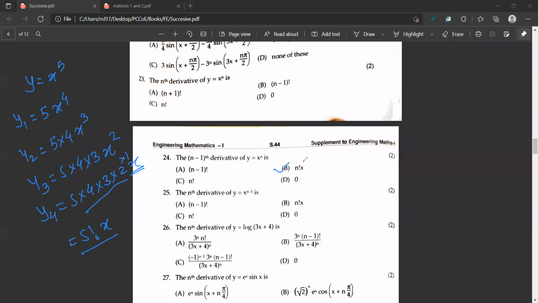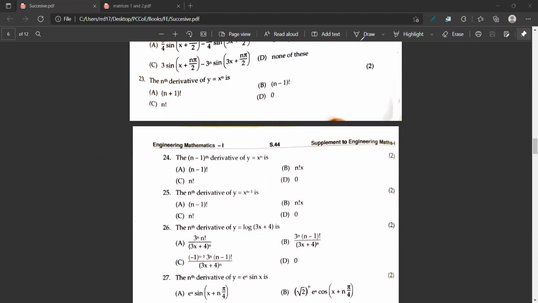Now this is obvious. The nth derivative, with n minus 1 here, what answer will come? 0. Right? Now the nth derivative of log of 3x plus 4 is what? Use the formula directly. Option C. Yes, it is a direct formula for y equal to log of ax plus b. Use that formula directly.